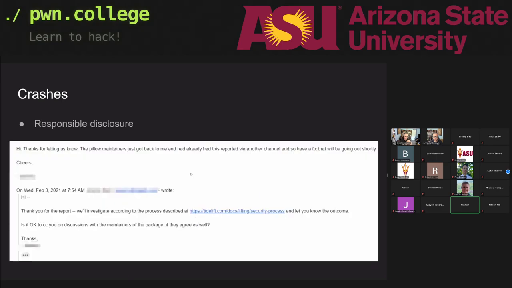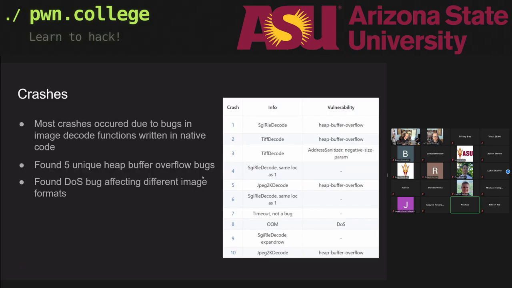Unfortunately, when we reported it, we found that they were already aware of the bug, and a fix was already planned. So it was unfortunate for us, but we continued fuzzing Pillow and we found many more crashes. In total, we got around 10 crashes, and most of them were inside the image decode functions.